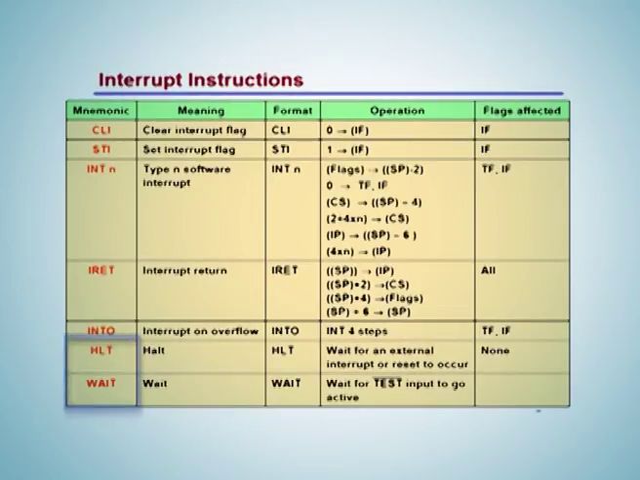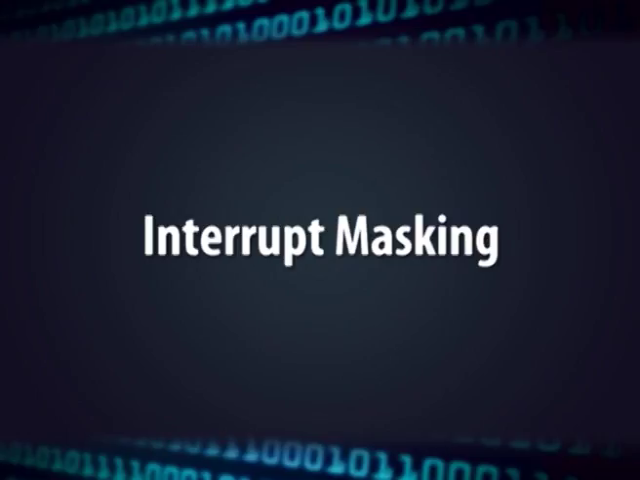Other interrupt related instructions included in the 8088 are halt and wait. When the halt instruction is executed, the 8088 suspends operation and enters the idle state. It no longer executes instructions and remains idle, waiting for the occurrence of an interrupt event. The next topic is interrupt masking.